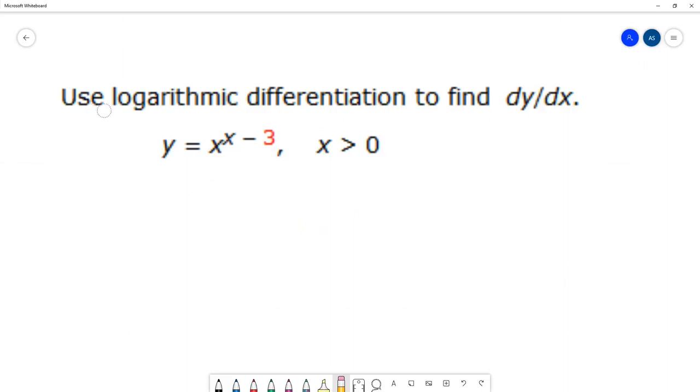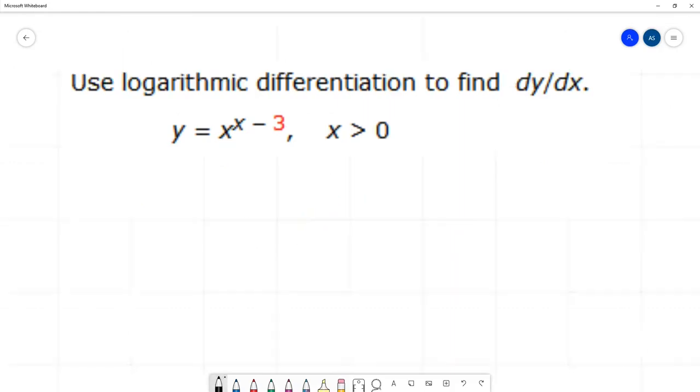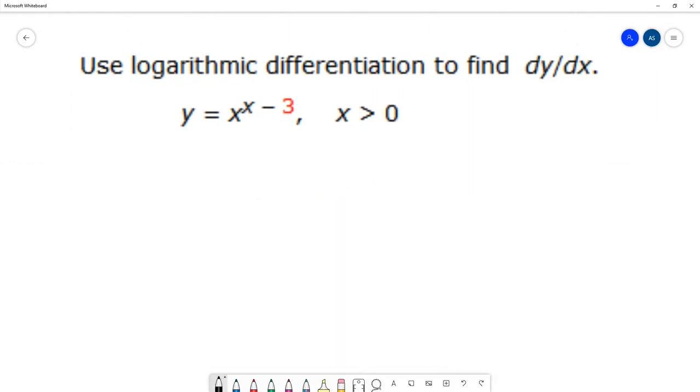In this example, we are going to use logarithmic differentiation to find dy dx. We're going to do that logarithmic differentiation on the equation y equals x to the x minus 3. And we're restricting the domain to be x is greater than 0. So we're going to introduce the log so that we can calculate the derivative of the right-hand side. So natural log of y equals natural log of x to the x minus 3.